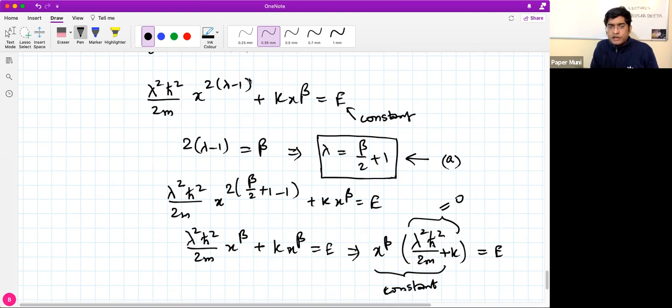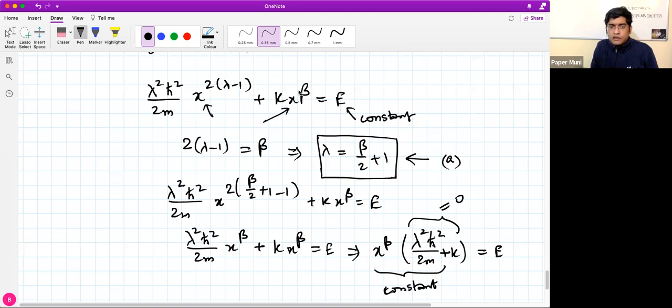To make this constant, either these terms become 0, but this is not given to be non-zero, k is greater than 0, and these terms are non-zero. All right, so we cannot make this 0 by putting these constants to be 0. So what we need to get rid of is, we somehow have to make this term equal.